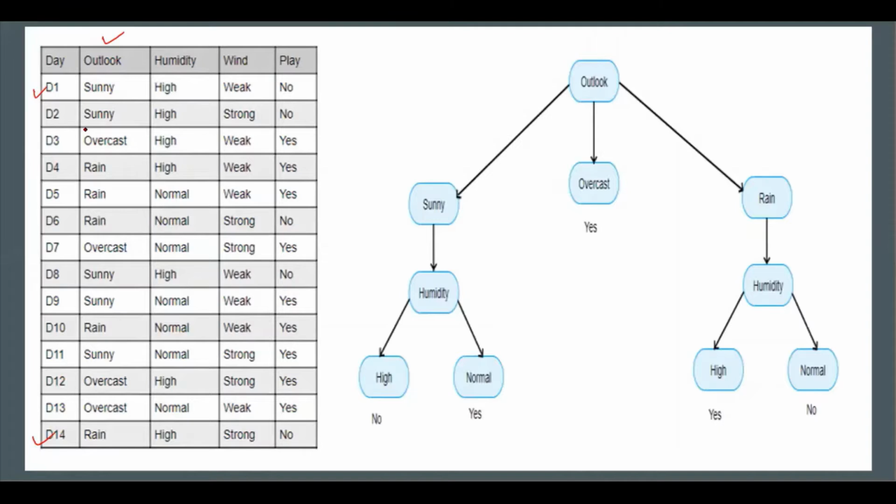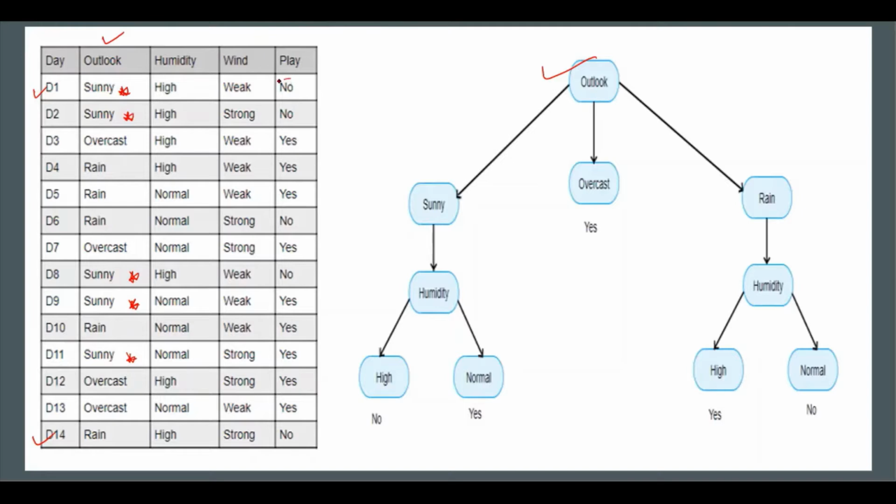The first feature here is Outlook. Here we have written Outlook. And how many types do we have here? Though there are 14 days, we have only 3 types. Either it's sunny, this is 1, 2, 3 here, 4 here, 5 here. So in these 5 days, sometimes the children will play, sometimes they will not play.